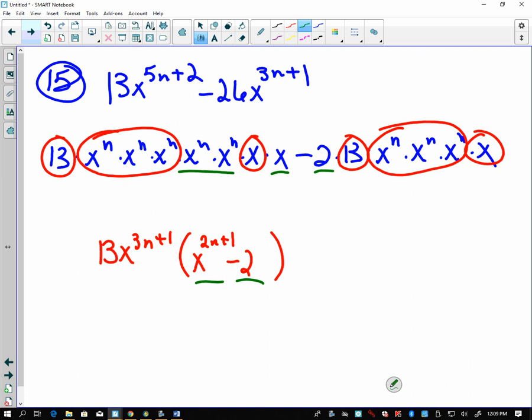It says skip, but I'll let you guys do it. Let me double check my answer on that. 13x to the 3n plus 1, times x to the 2n plus 1 minus 2 is our answer.